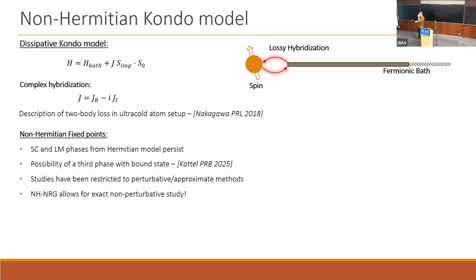And what they saw was that the two fixed points from the Hermitian model persisted in this model. They used some Bethe-Ansatz method, some approximation about linearity and stuff like that, and they came up with some perturbative solution. And then what they saw was the same two fixed points. There was some possibility of a third fixed point that was reported earlier this year by Kattel and some others. But basically all the studies on this non-Hermitian Kondo model so far have been perturbative or used approximate methods. Okay. Whereas our non-Hermitian NRG method is non-perturbative, and you can go way into the strong coupling regimes and see what the phase diagram looks like.